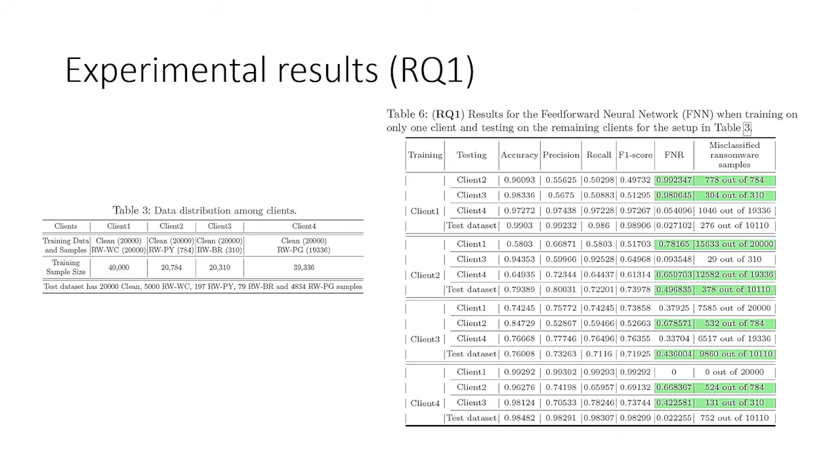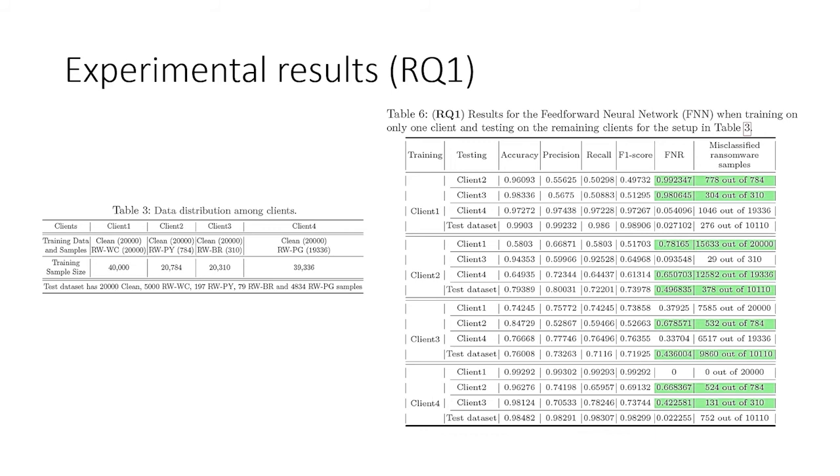The first one is, all the models trained on the WannaCry and clean dataset have shown good performance on the PowerGhost and the test datasets, but detect only a few samples of Petya and Bad Rabbit. This is indicated by a high FNR, greater than 0.98, for those cases.